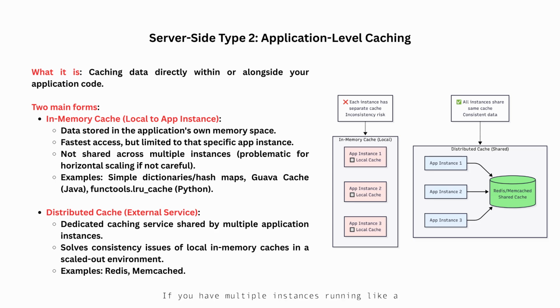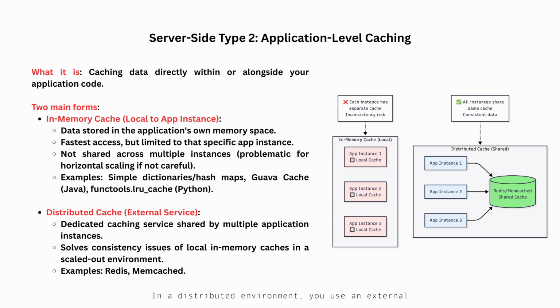If you have multiple instances running, like in a horizontally scaled setup, each will have its own separate in-memory cache, which can lead to inconsistencies unless the cache data is truly immutable. Simple hash maps can be used, or libraries like Guava cache in Java or Python's LRU cache.